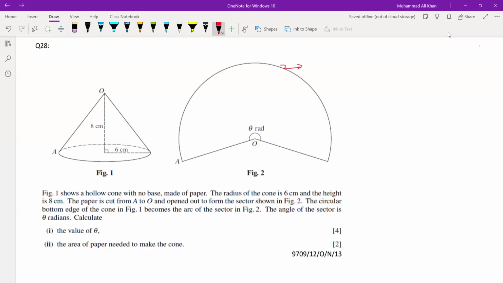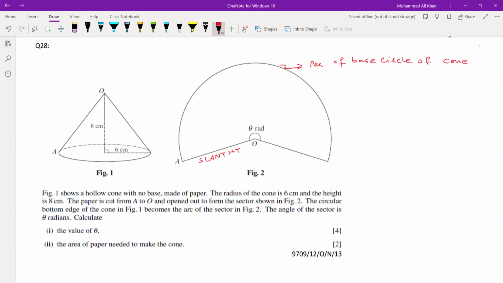It is the circumference of the base circle of the cone. This is the circumference of the circle at the base. And AO, this is called the slant height of the cone. And this is called the circumference, the perimeter of the base circle of the cone. Right? Clear?